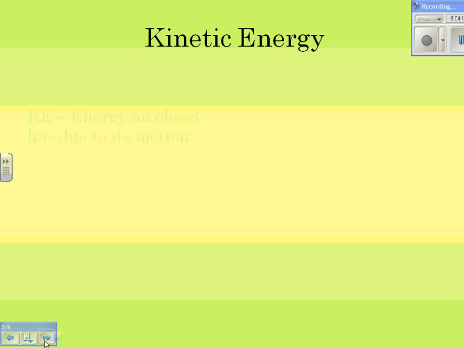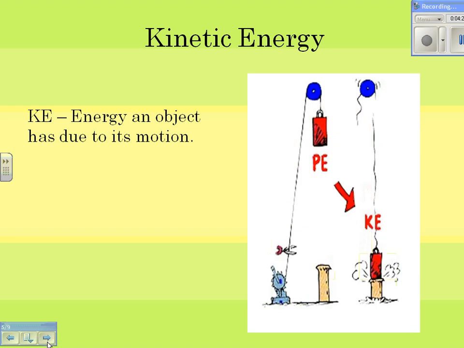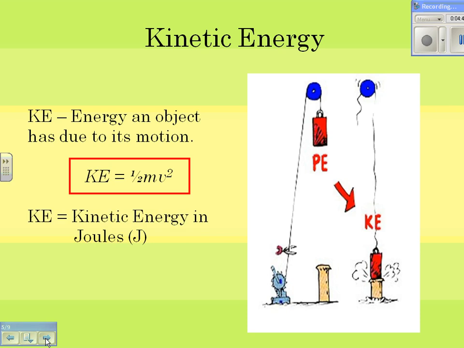Kinetic energy is slightly different. That, as I said, was the energy an object has due to its motion. And it's got a different way to calculate it. We see here we've got some stored energy, potential energy, when the block is held up high, but as it's released, that changes into kinetic energy because it's moving. Kinetic energy is calculated as 1/2 mv squared. Kinetic energy is KE, and all energies we're going to measure in joules. One joule of kinetic energy is the same amount as one joule of potential energy.